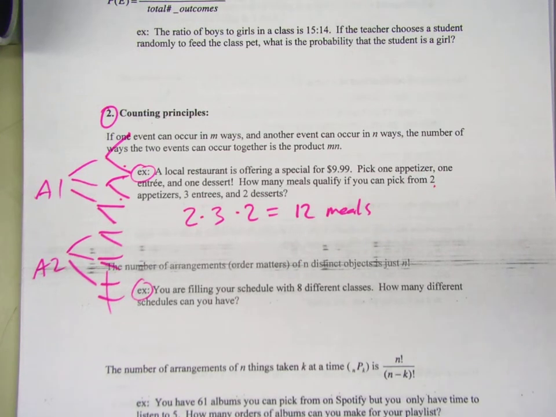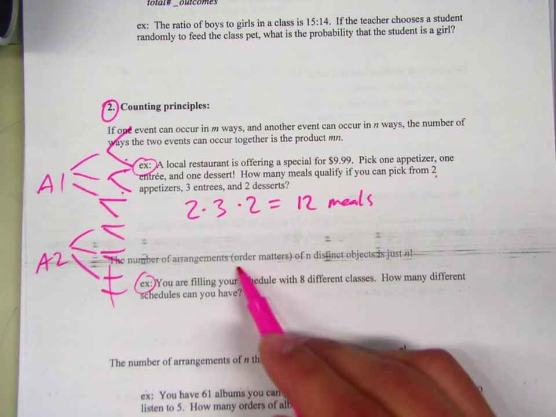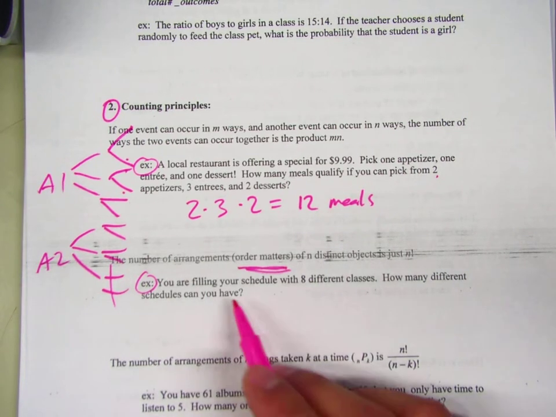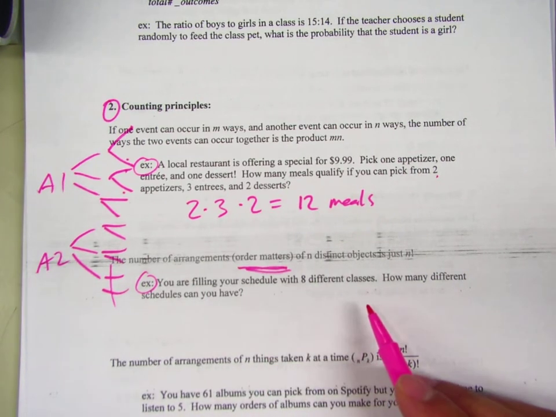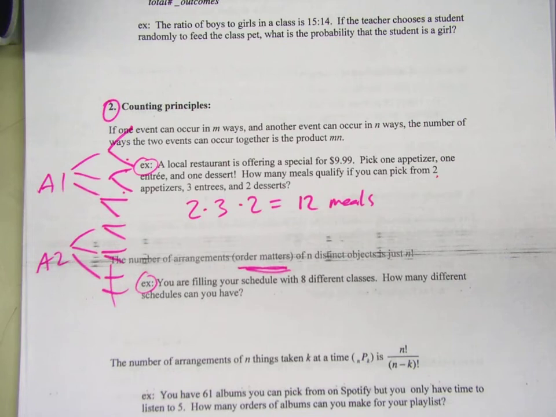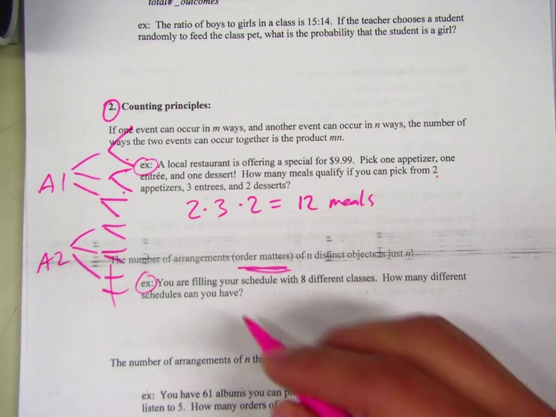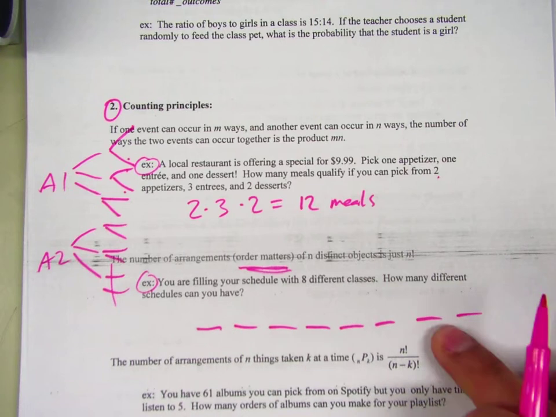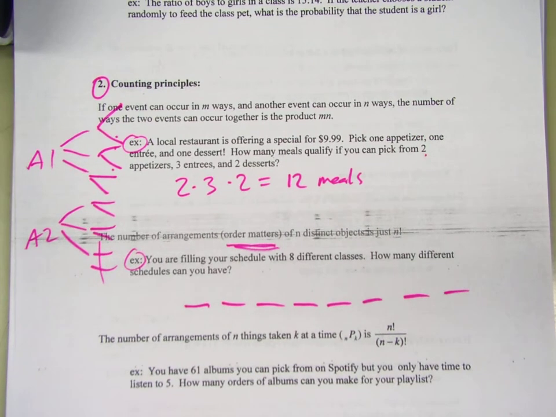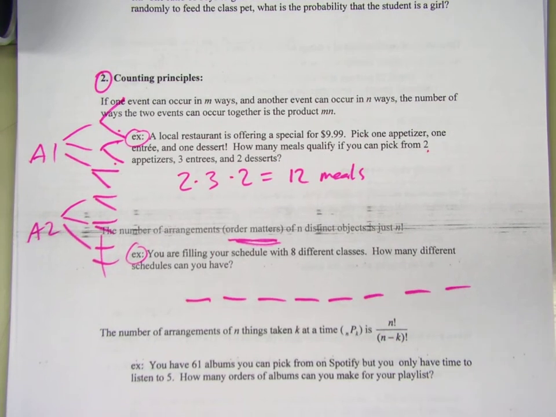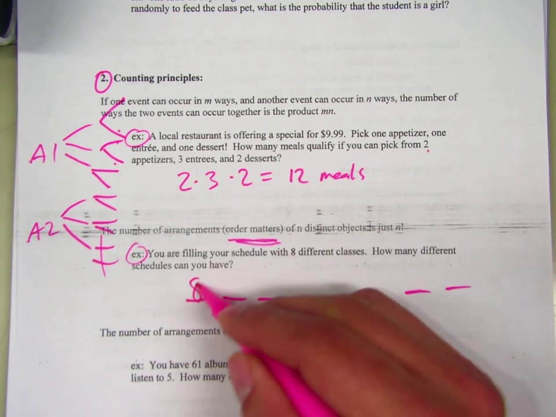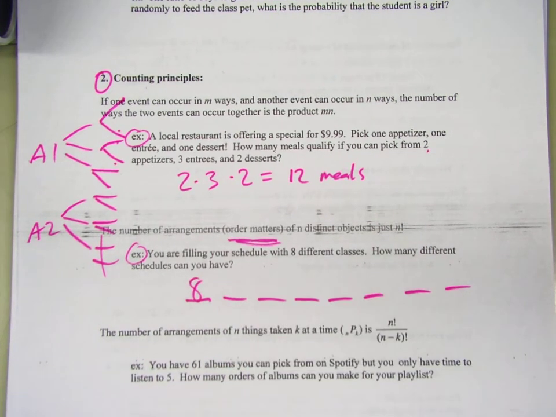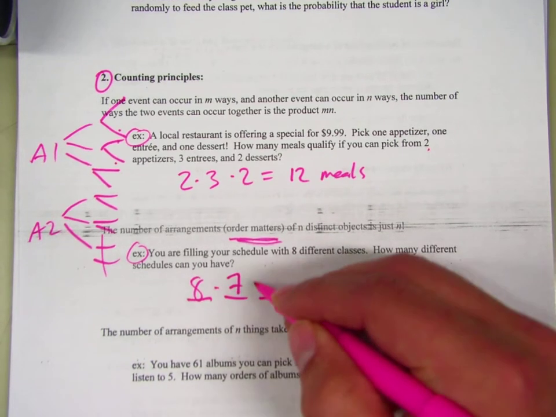Multiplying works pretty much for everything you have to do, especially when order matters. Okay? So if you're filling out your schedule for next year and you got 8 different classes that you got to fill in, I always like to explain it like this. So you have 8 slots to fill. And if you're looking for a first period class, you haven't picked a class yet. So how many classes do you have that you could fill in there? 8. Once you've taken care of class number 1, now how many do you have left for period 2? And so on, right?